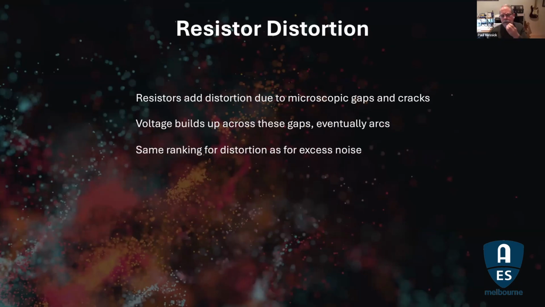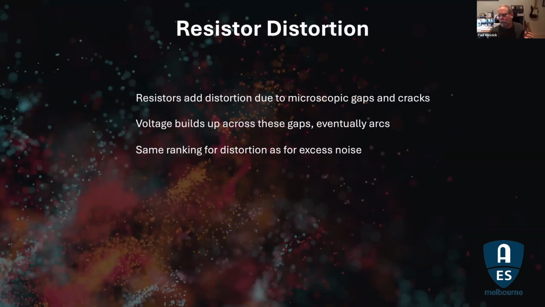So in terms of how much distortion you would get, you have basically the same ranking as you do for excess noise. Not going to spend any time with carbon comp. The carbon film, not too bad. Metal film, you're essentially not going to have any. Thin film, basically don't have any. Thin film, again, being kind of the sweet spot for this.